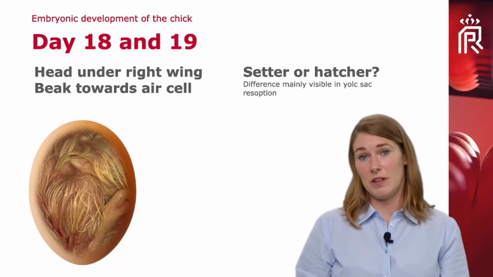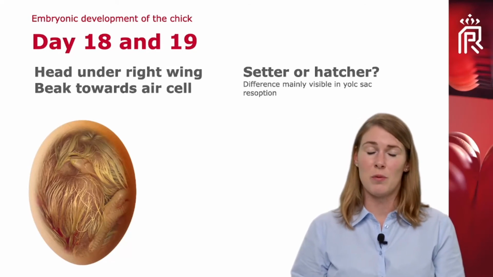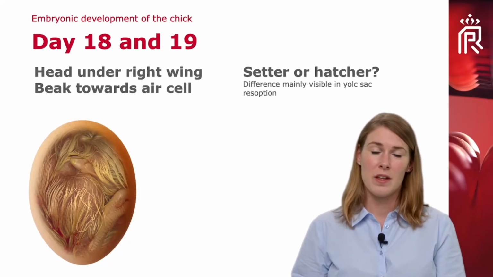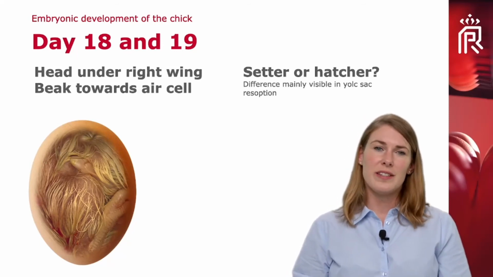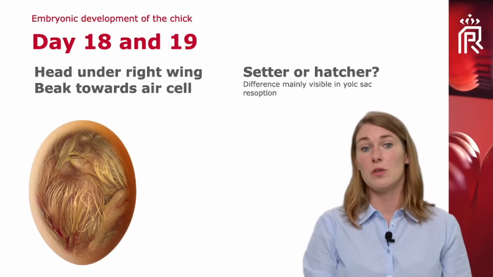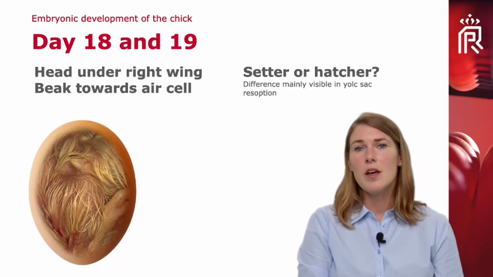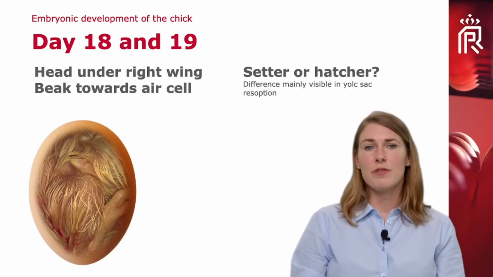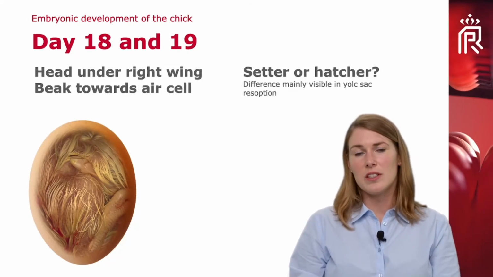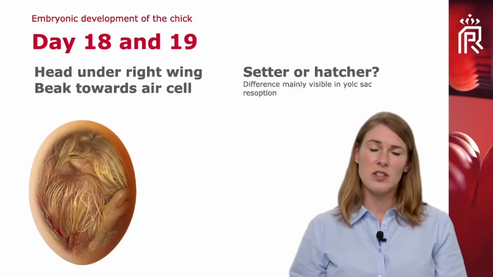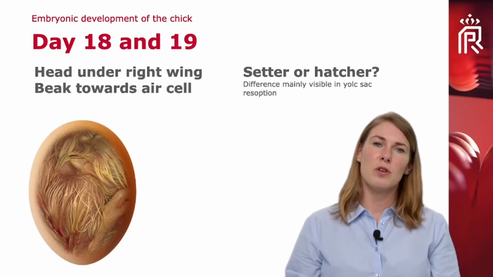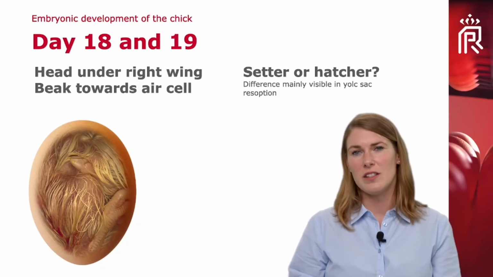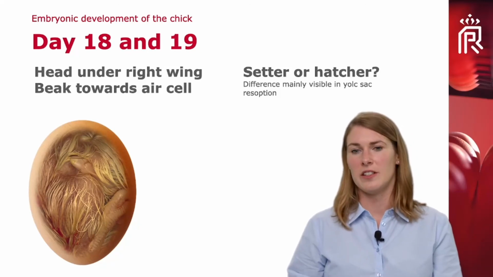The main difference that I look at if I want to differentiate between day 18 and day 19 is the yolk resorption. So at day 18, the chick is starting with its yolk sac resorption, but the yolk sac is still flexible. If you're on day 19, the embryo has actually taken up more of the yolk sac and you can see some tension. It is more of a round bulb outside of its body cavity. You can see the tension, that it's almost all inside.